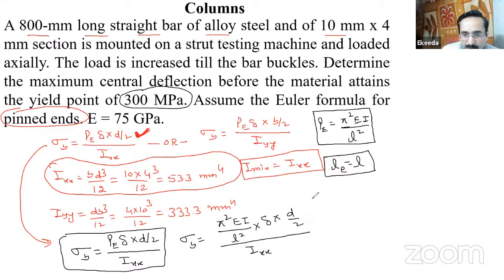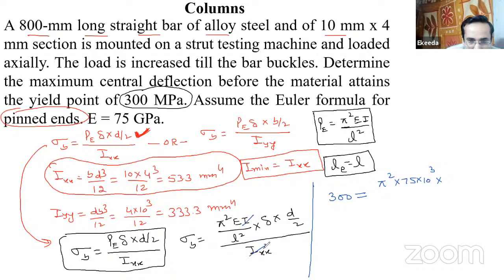So what is sigma B in this case? Put the values now. Sigma B is 300 megapascal. That will be equal to pi square, Ixx, we have the value known to us. E is 75 gigapascal. We can convert it to megapascal, so 75 into 10 power 3 megapascal. I to I cancel. This I and this I are both the same, so I will be cancelled out, right?